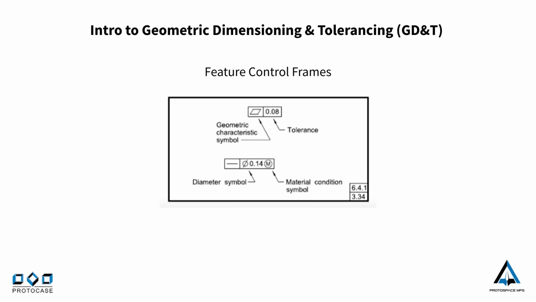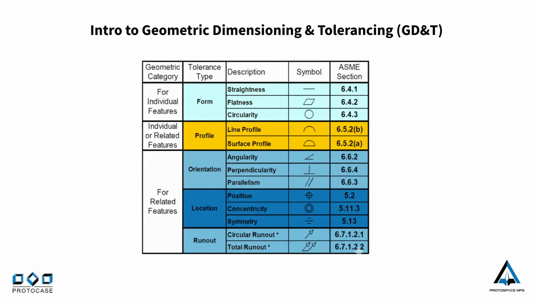Now let's talk about feature control frames, which are the heart of GD&T. It is the core communication tool used in GD&T to define the specific geometric requirements of a feature on a part. It provides a standardized symbolic way to describe how much variation in form, orientation, location, profile, or runout is acceptable. Now here's a chart that shows you the different symbols and what they describe. Please note that this is the 2009 standard. In the 2018 standard, concentricity and symmetry were removed, with position driving both of these symbols. However, since many designers still use these symbols, we're going to be displaying them in this video.